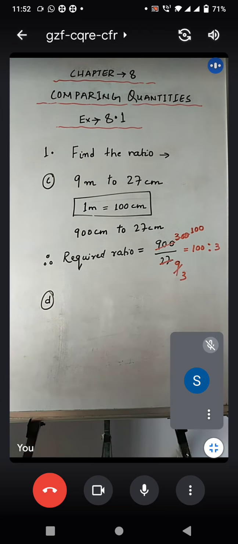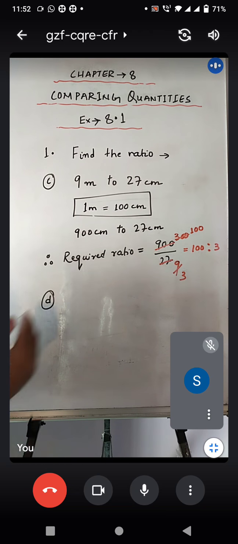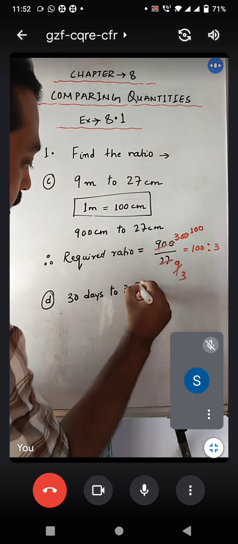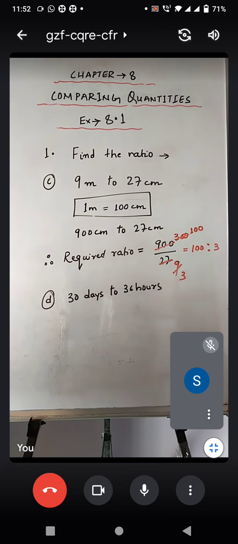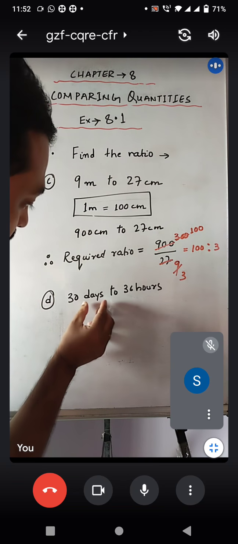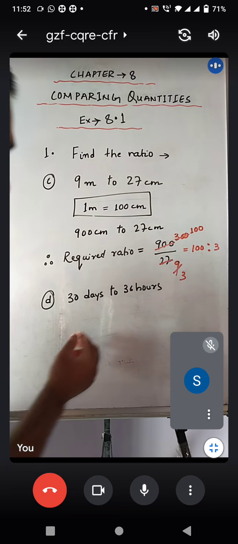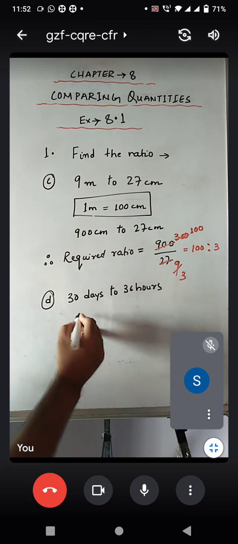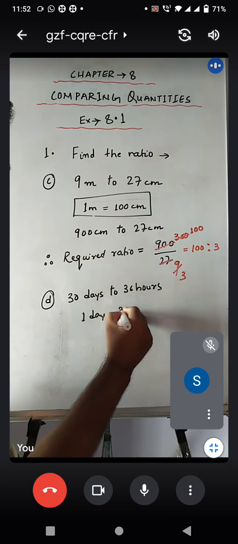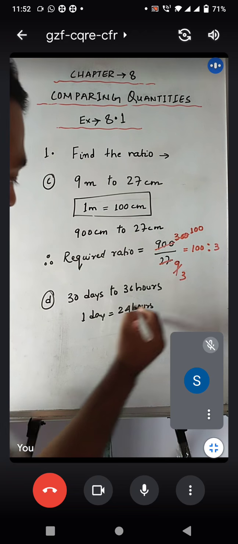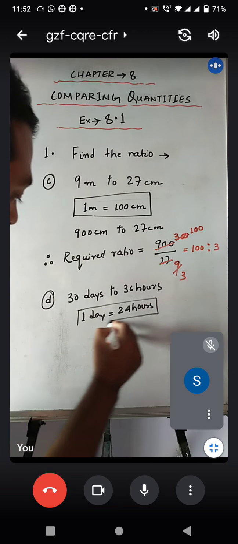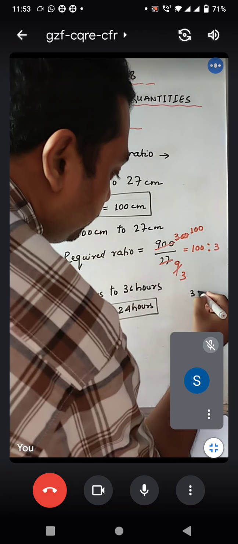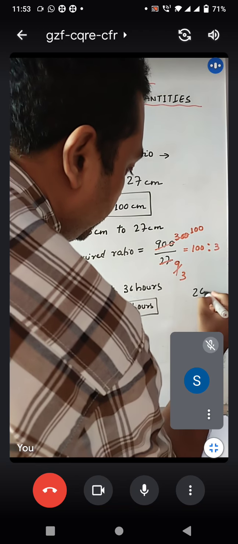Okay, now let's do question number D. In question number D we have 30 days to 36 hours. Again what we can see is that the first term is in day form and the second term is in hour form. So we have to change the day into the hour form. So that would be what? We know that 1 day is equal to 24 hours. So 30 days will be how many hours? That means 30 into 24. So we have to multiply 24 with 30.